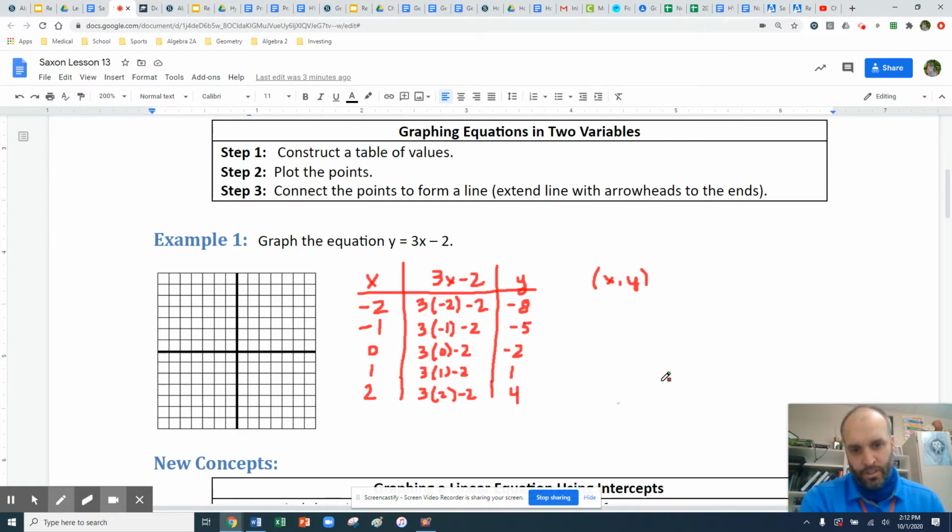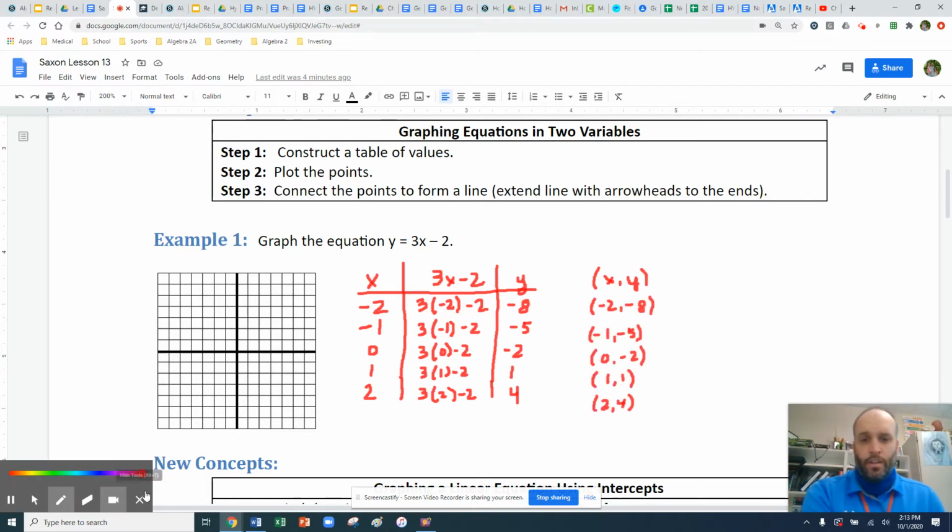Next, we will plot the points. So we're going to write each of those input-outputs as an ordered pair. There's each input and output as an ordered pair. The last thing to do then is to start plotting and then connecting the dots to form the line. -2, -8, I'm going to go 2 to the left, 8 down, which is going to bring me off the screen just a touch. -1, -5 is going to bring me right here. 0, -2, 1, 1, and 2, 4.